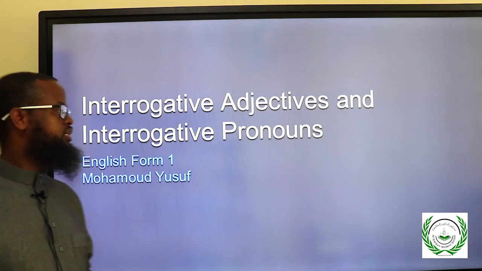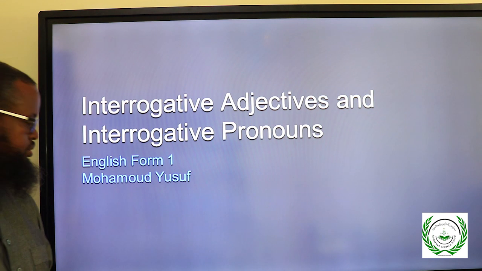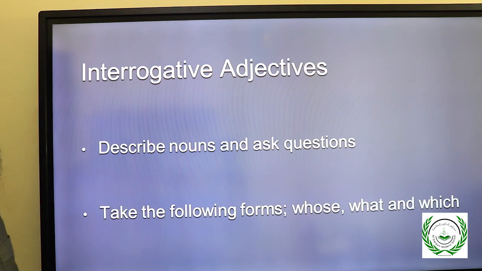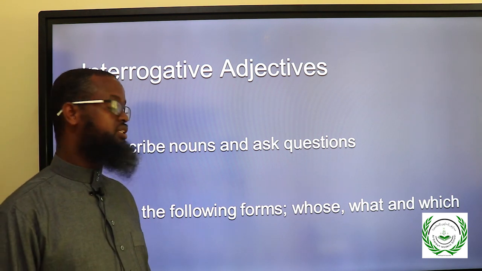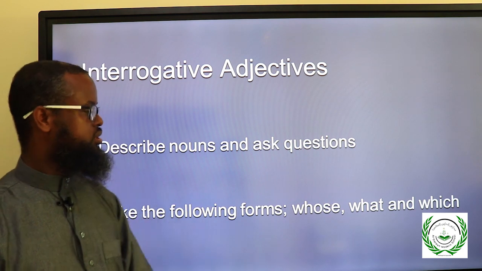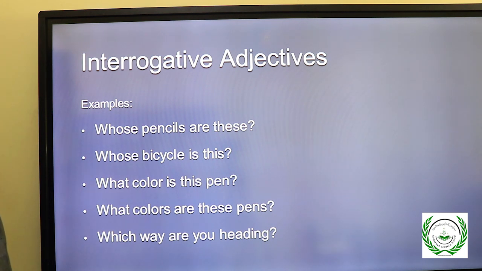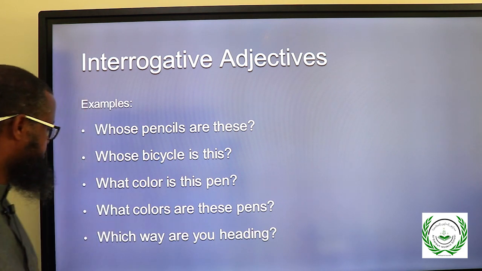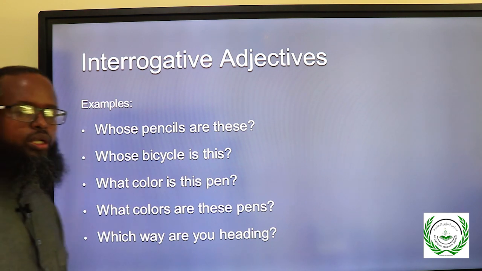Hi, and welcome to this grammar lesson covering interrogative adjectives and interrogative pronouns. Interrogative adjectives describe nouns and ask questions. They take the form of whose, what, and which. Examples are: whose pencils are these, whose bicycle is this, what color is this pen, what colors are these pens, which way are you heading.